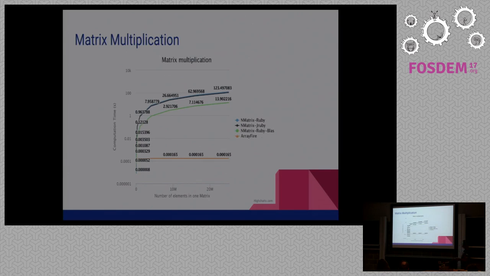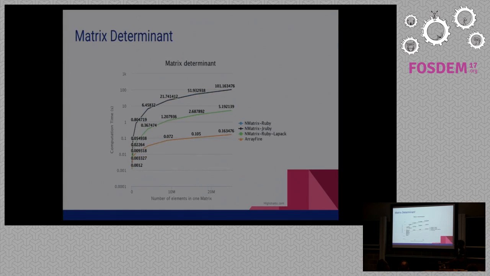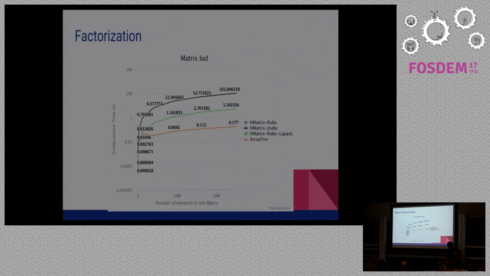And again, ArrayFire is faster even here. It's around 10^6 times faster. For matrix determinant, it's around 100 times faster. Even for factorization, ArrayFire is 100 times faster.